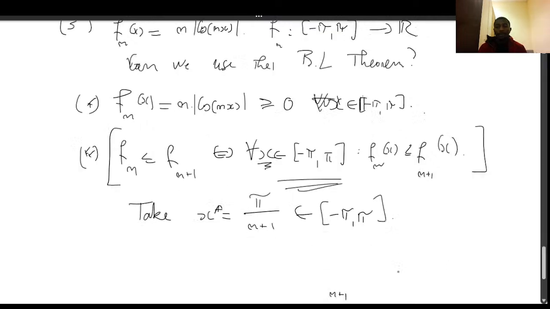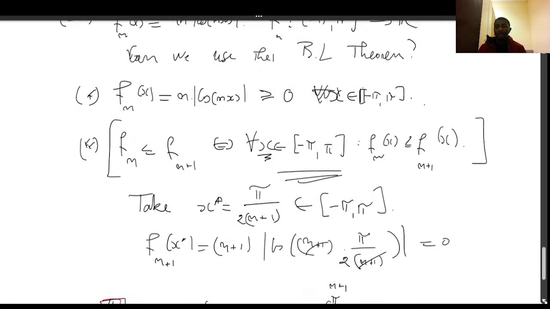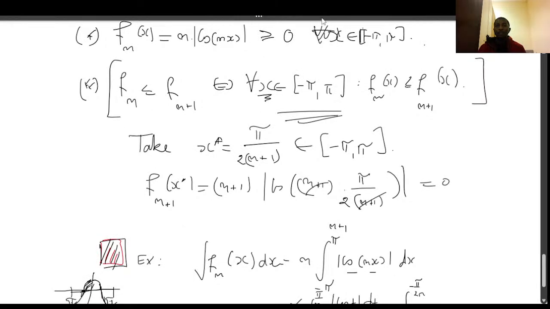And we can see that f_n(x*), which is equal to f_{n+1}, sorry, which is equal to (n+1) cosine of (n+1) times pi over, oh no, let's take 2 here, pi over 2 times (n+1). We can cancel this. This is 0. But if we consider the other term, it will not be 0.